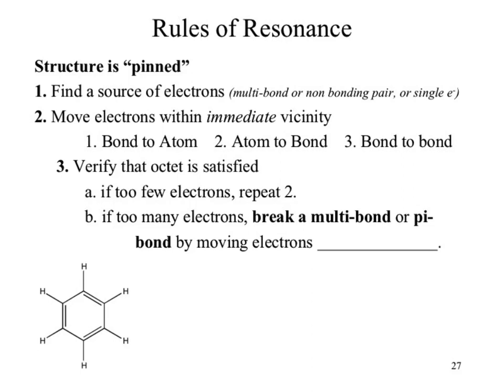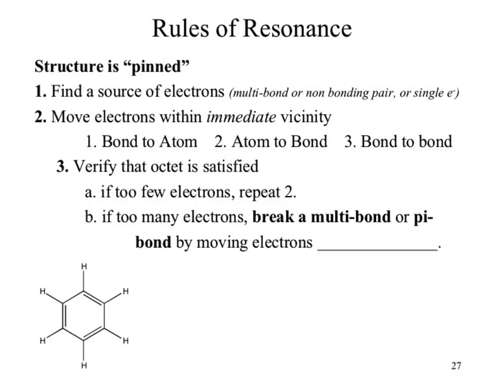You will move electrons into the immediate vicinity, bond to atom and atom to bond. You'll notice there's a third one on here. That's for solving the bottom one. After you've done the motion, verify your octet is satisfied. If you have too few electrons, repeat step 2. Start moving some more electrons around. If you have too many electrons, you can break a multi-bond, and here's where we're bringing in another term, a pi bond, by moving electrons. And we'll look at that with this example down here.